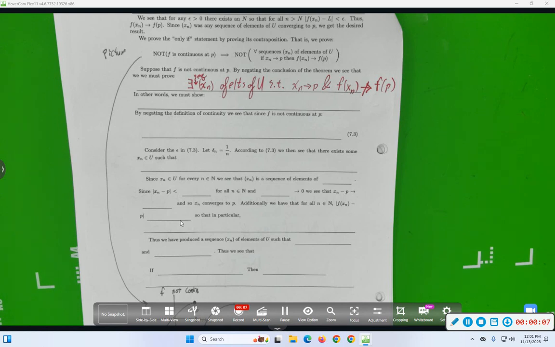Cool. What's the definition of continuity at a point? For all epsilon greater than 0, there exists a delta greater than 0, such that for all x in the domain, if 0 is less than the absolute value of x minus p is less than delta, then the absolute value of f of x minus f of p is less than epsilon. And that's the absolute value version that you probably meant.